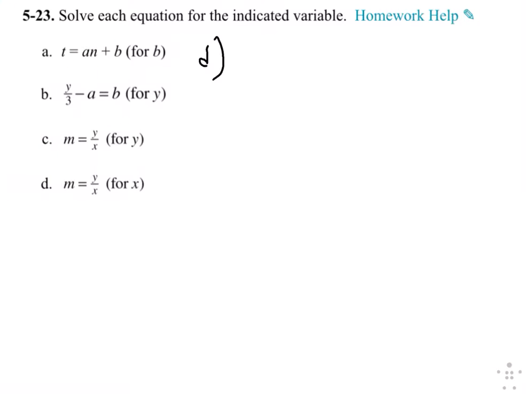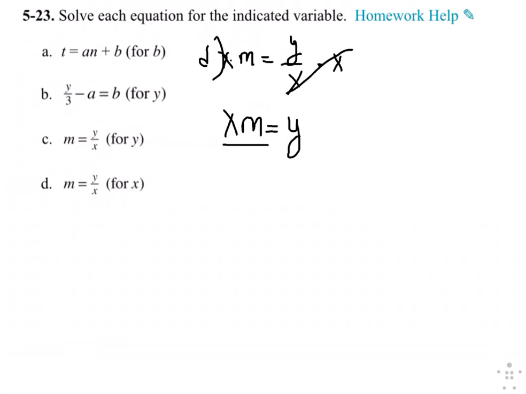For d, we have m equals y over x, and I want to solve for x. Whenever we want to solve for a variable that's in the denominator, we want to get it out of the denominator. So I'm going to multiply both sides by x, right, times x. So I get xm equals y, and then we're solving for x, so I'll divide both sides by m, and get x equals y over m.